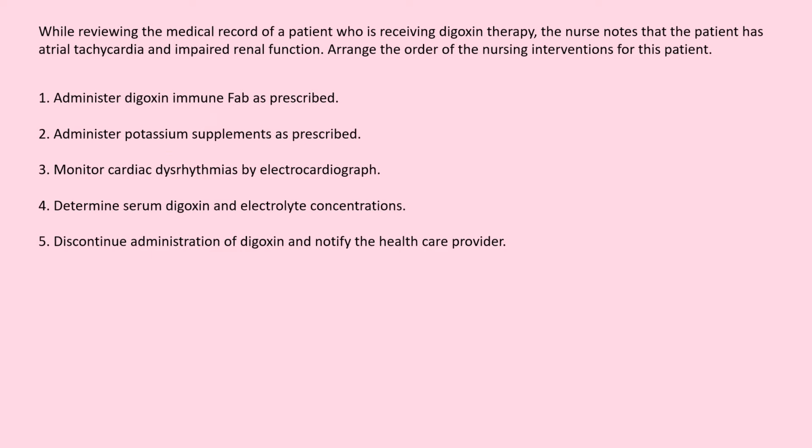While reviewing the medical record of a patient who is receiving digoxin therapy, the nurse notes that the patient has atrial tachycardia and impaired renal function. Arrange the order of the nursing interventions for this patient. 1. Administer digoxin immune fab as prescribed. 2. Administer potassium supplements as prescribed. 3. Monitor cardiac dysrhythmias by electrocardiograph. 4. Determine serum digoxin and electrolyte concentrations. 5. Discontinue administration of digoxin and notify the healthcare provider.